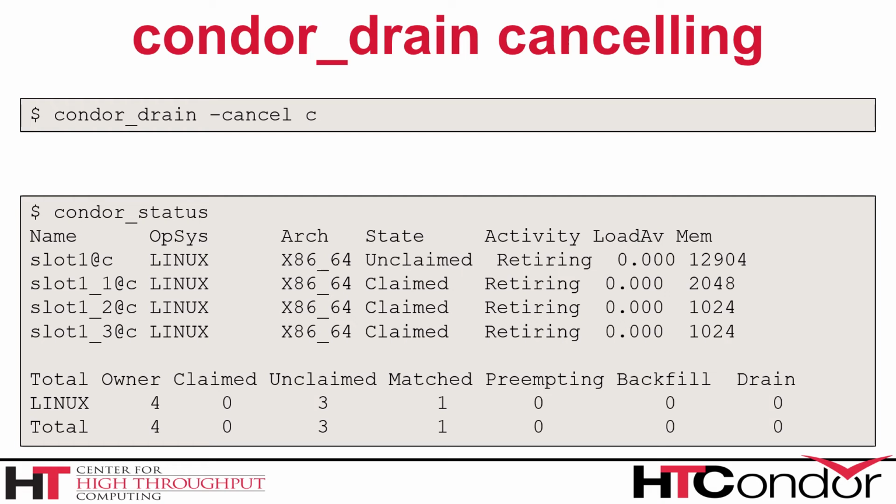Draining can be canceled with the condor_drain -cancel command. After this, the P-slot will return to the unclaimed state, and the jobs will continue running as usual, and no new matches can be made. The start expression of these slots is returned to their original value. This can be very handy when an admin wants to drain down a machine until a certain number of resources are available, and then return the machine to normal operation.